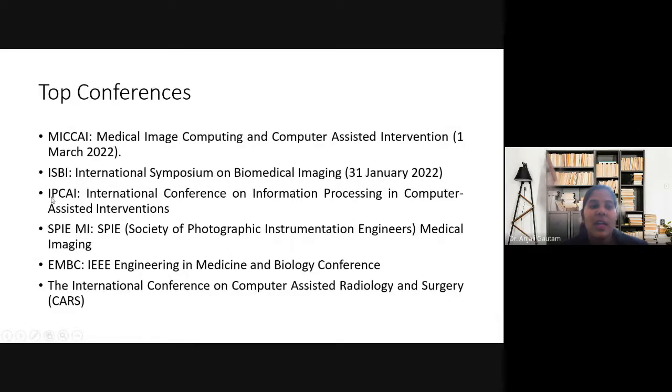And the other one is IPCAI. So basically these two, MICCAI and ISBI, are the most important. The other one is SPIE Medical Imaging. And EMBC, the IEEE Engineering in Medicine and Biology Conference, is also a very good conference. Another one is CARS, the International Conference on Computer Assisted Radiology and Surgery. MICCAI and ISBI are much better than even the top journals, so these come under the top categories, including journals and conferences.